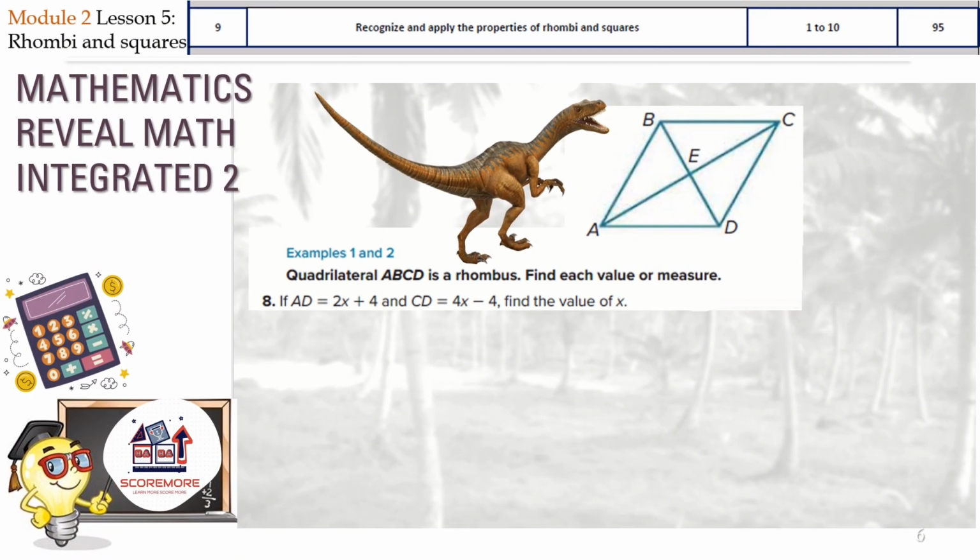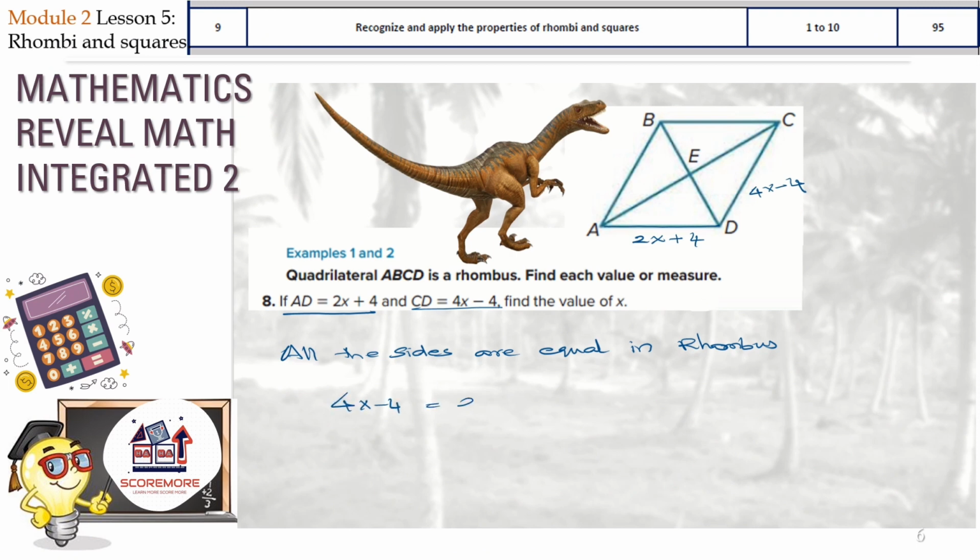Let's move on to question number 8. AD is 2x plus 4. Remember, AD is a side, not an angle. CD is 4x minus 4. We are supposed to find the value of the missing x. As we know, this is a rhombus. All the sides are congruent. In other words, all the sides are equal. Of course, AD will be equal to CD. So 2x plus 4 will be equal to 4x minus 4. And then you have to solve for x.